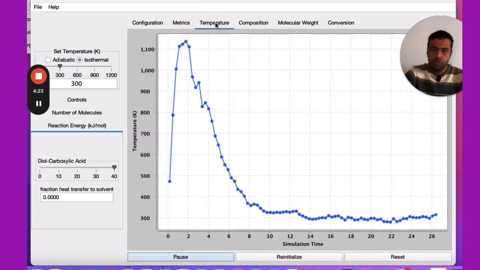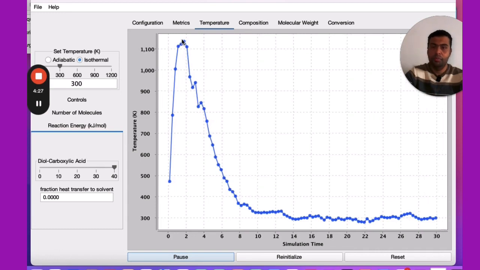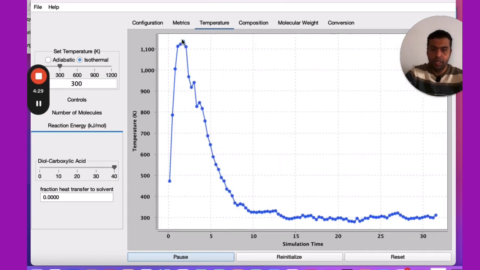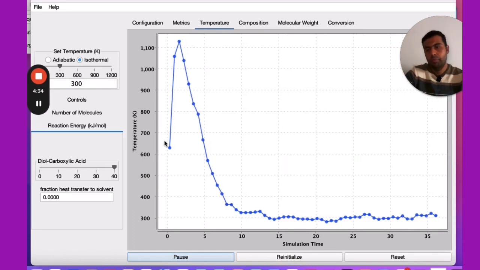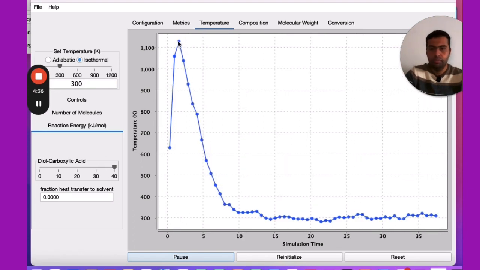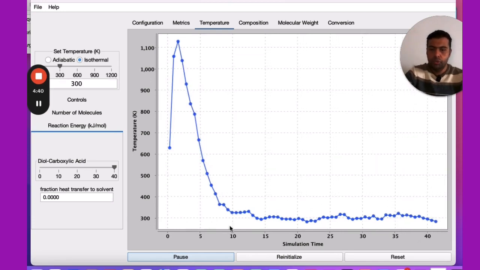Temperature, let's go see the temperature profile. As you can see, wow, it has a huge jump at the beginning because we didn't consider any heat transfer. At the beginning, this is the initiation temperature. It jumped over and then returned back to the normal temperature setting, which is around 300.